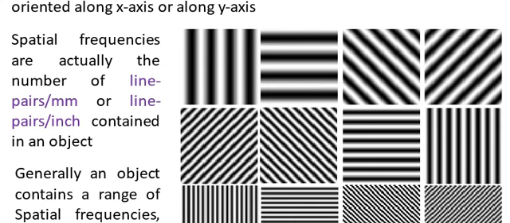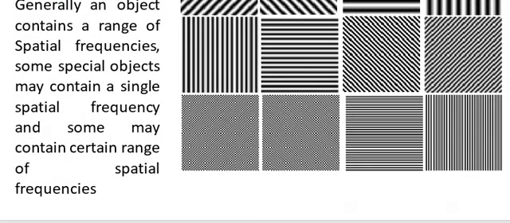Spatial frequencies are the number of line pairs per millimeter, that is, the black line and the white line together form a line pair. So how many line pairs per millimeter, or line pairs per inch, are contained in an object? This is regarded as the spatial frequency. Generally, an object contains a range of spatial frequencies. Some objects may contain a single spatial frequency, and some may contain a certain range of spatial frequencies. We shall be analyzing these spatial frequencies in greater detail in the next few slides.